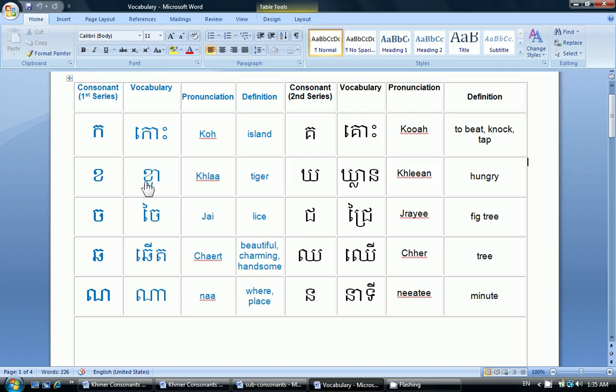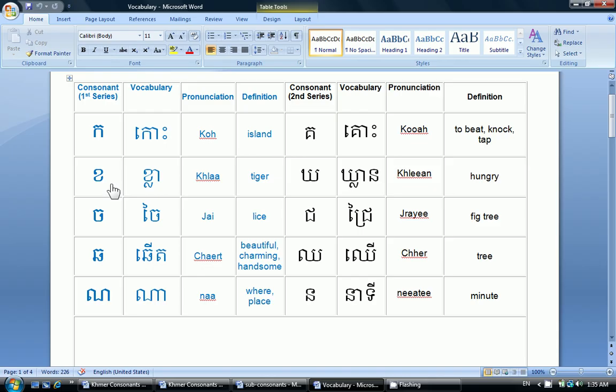Okay, so ka, here's an example of a subconsonant, this is subconsonant law. Okay, so kho, kho with law, claw. Here is the a. Okay, kho is the first series consonant, so kho is the a, kho, and kho with law, claw, claw is the a, kla. Okay, kla, which means tiger.